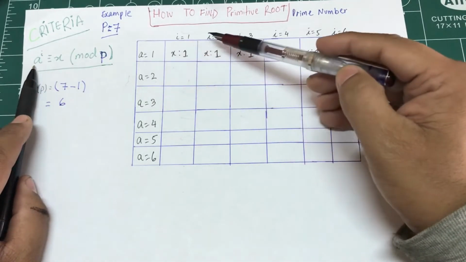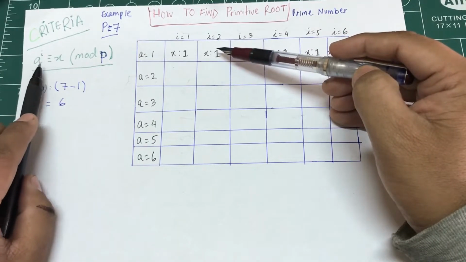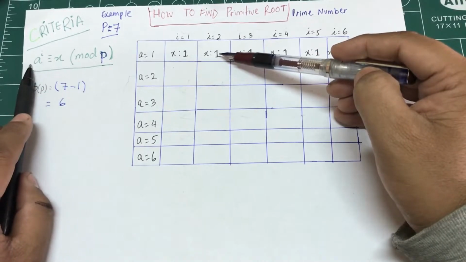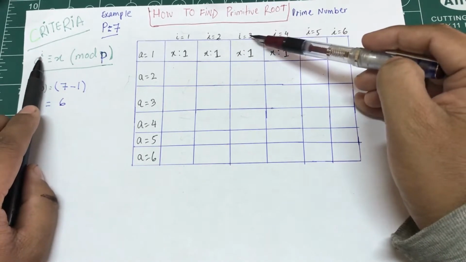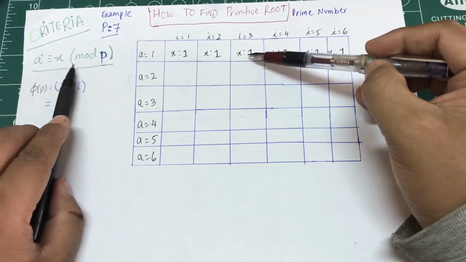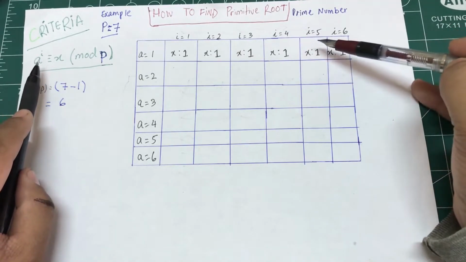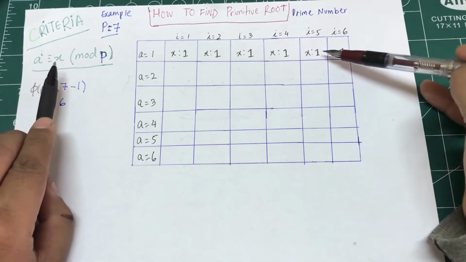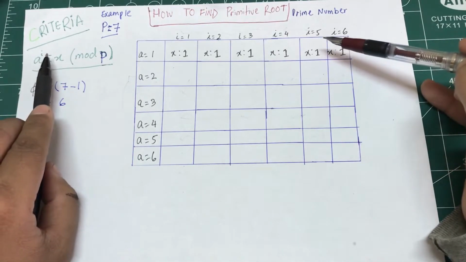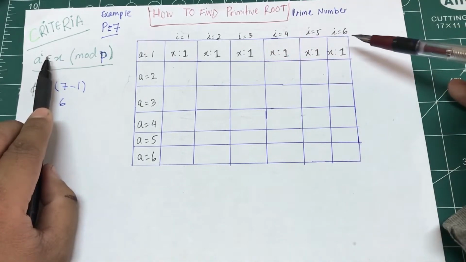1 raised to 2 gives me 1, and 1 mod 7 is 1. 1 raised to 3 mod 7 gives me 1. 1 raised to 4 mod 7 gives me 1. 1 raised to 5 mod 7 gives me 1. 1 raised to 6 mod 7 gives me 1. So this is how you generate this.